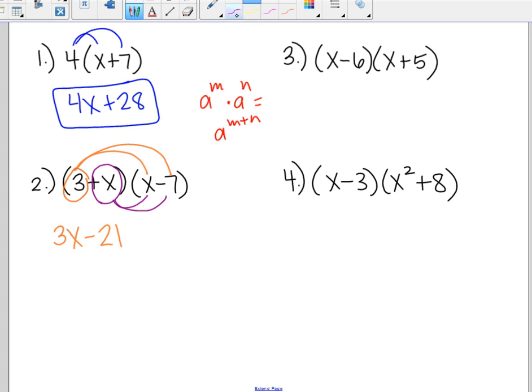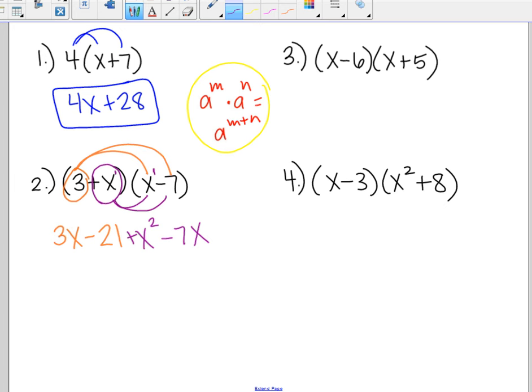So in this case, x times x for this first set of distribution for the purple, this is really x to the first and x to the first. So when you multiply x to the first times x to the first, you add your exponents and you get x to the second, and that's positive. So it's plus x squared. And then x times negative 7 is negative 7x. So as long as you can focus on this property, you'll be okay here.